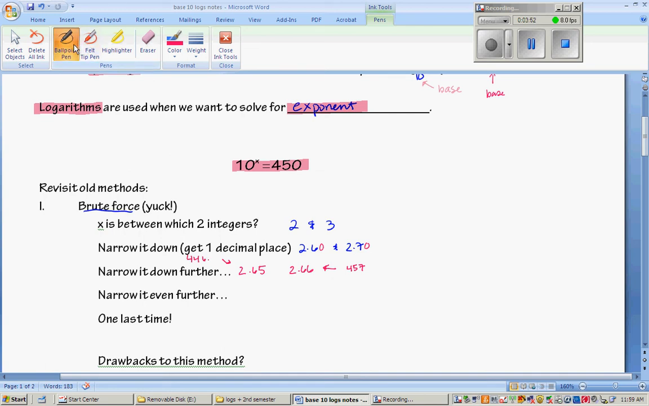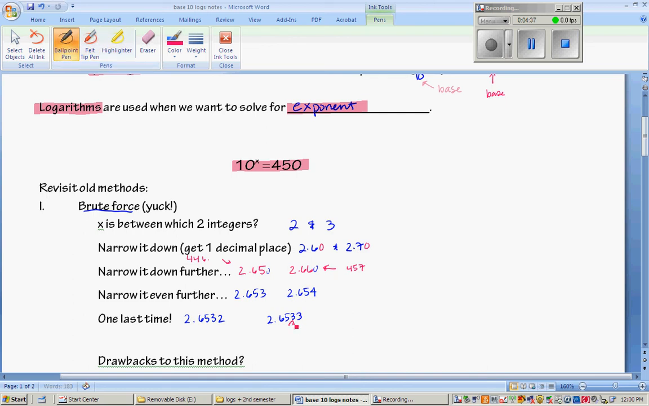So now we're looking at what numbers between 650 and 660 could we do? And we're going to find that it's between 2.653 and 2.654. Again, they're much closer, but they're still not quite as close to 450 as we could be. So we're going to do it one last time, and we're going to find that it's between 2.6532 and 2.6533.